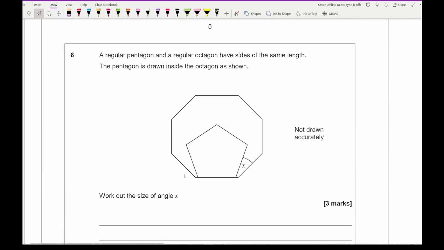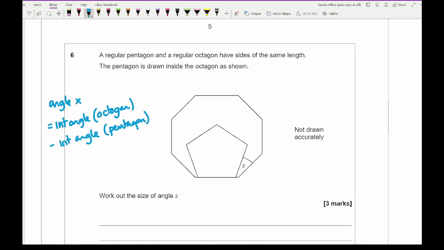Moving on to question 6, it says that a regular pentagon and a regular octagon have sides of the same length. A pentagon is drawn inside the octagon as shown, and the question is asking us to work out the size of angle X. Now angle X is equal to the interior angle of the octagon minus the interior angle of the pentagon.